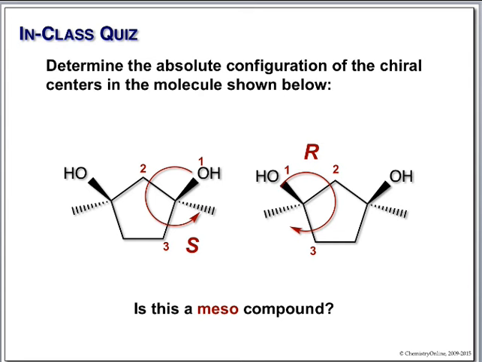Is this a meso compound? Yes. This carbon is R, this carbon is S. They both have hydroxyl groups. We can split it straight down the middle. S is the mirror image of R. Remember, if it's a meso, it has chiral centers, but the molecule itself is not chiral.